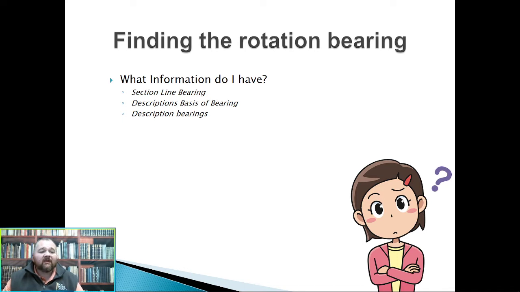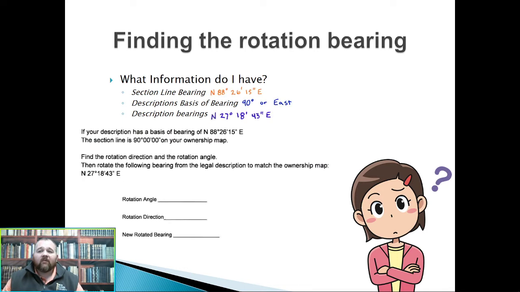Okay, so we have an example here. If your description has a basis of bearing of north 28, 26, 15 east, the section line is 90 degrees on your ownership map. Find the rotation direction and the rotation angle, then rotate the following bearing from the legal description to match the ownership map: north 27 degrees, 18 minutes, 43 seconds east. We can see there that we have the rotation angle, the rotation direction, and the new rotated bearing. That's the stuff we're looking for.